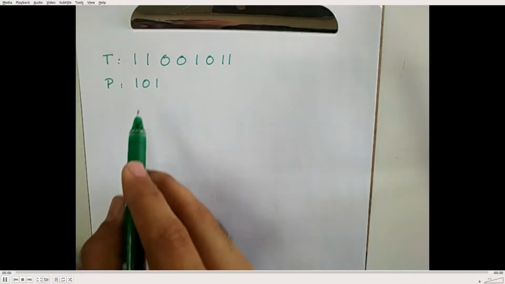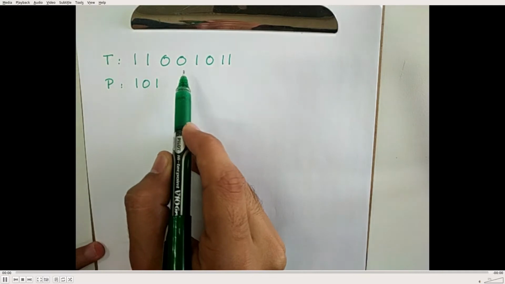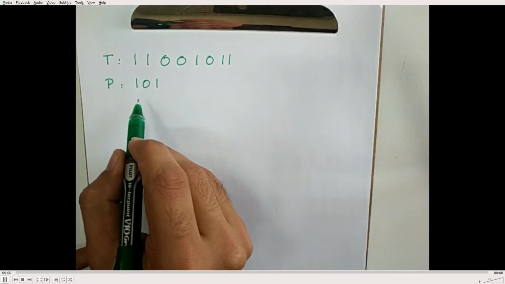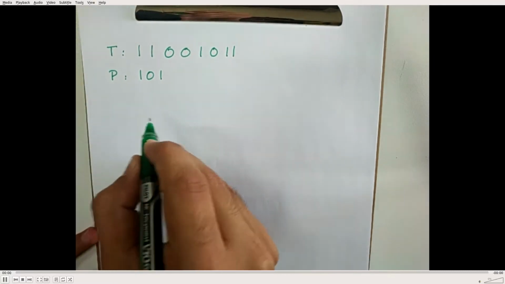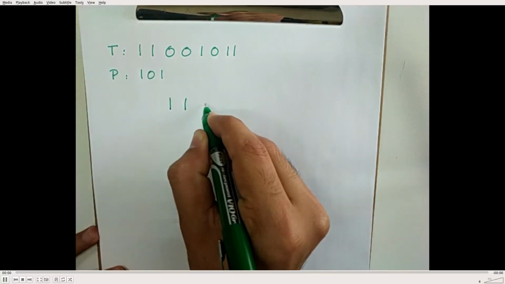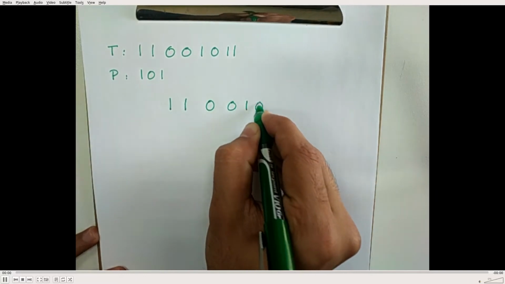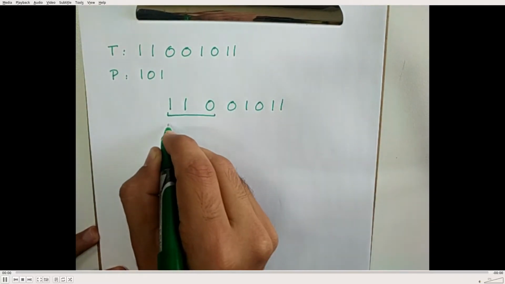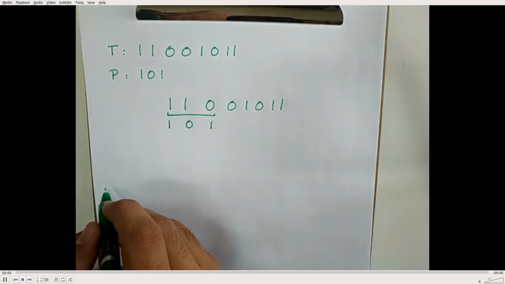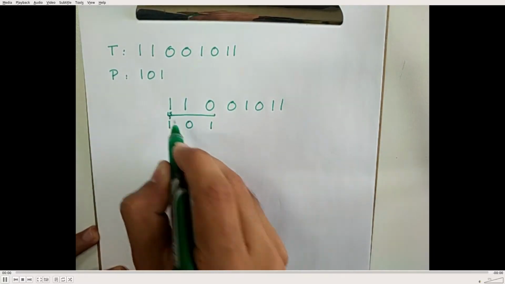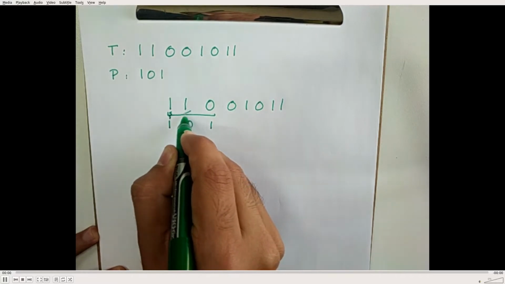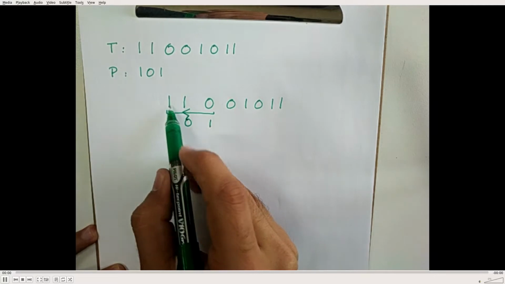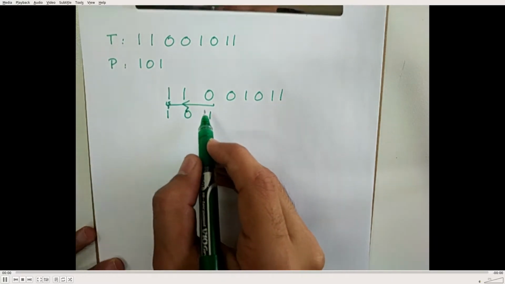Let's suppose I have this text 11001011 and I want to find whether this pattern 101 occurs in this list or not. The simplest way is just to start with this text and check whether these three elements make up 101 or not. First element matches, the second element does not match. So this pattern does not match with the first three elements.